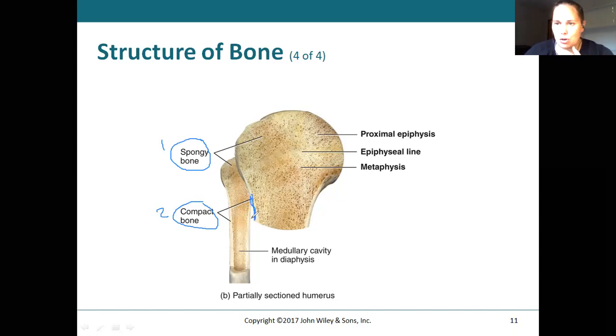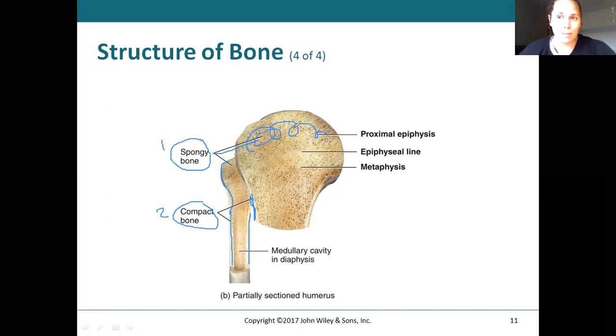It's very strong. It's going to make up the diaphysis of this long bone. So you can see that that compact bone is there, but you'll also see some compact bone on the outer part of the epiphysis and metaphysis as well. You'll notice here that in contrast, spongy bone has a lot more holes in it. As we see here, you can see all those tiny little holes. It's in the interior of bones. It's protected by the compact bone.